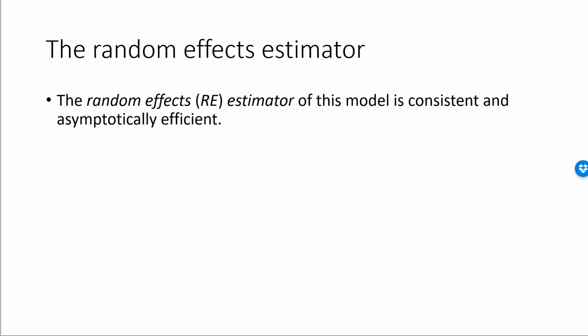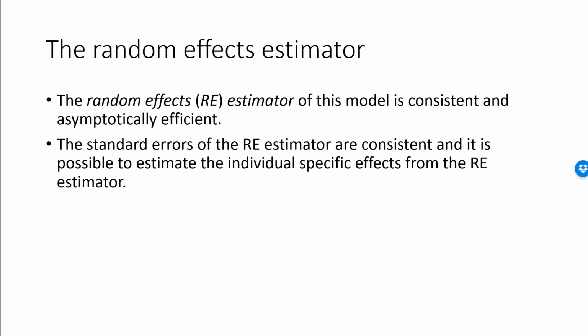You can show that the random effects estimator is consistent and asymptotically efficient. The asymptotically here simply means that if n is large enough, then the random effects estimator is efficient. You can also show that you will get the correct standard errors. They will be consistent. You can also estimate the individual specific effects from this random effects estimator. That is, you can estimate these alphas, and that would be some kind of estimate of the efficiency of a particular farm.